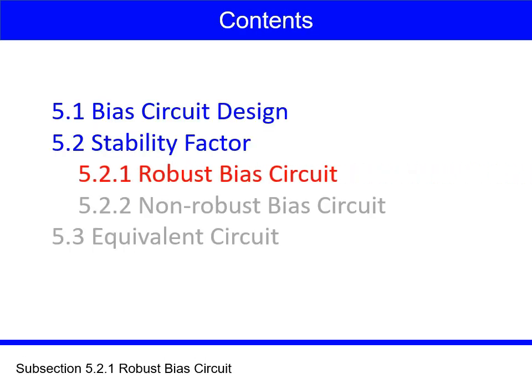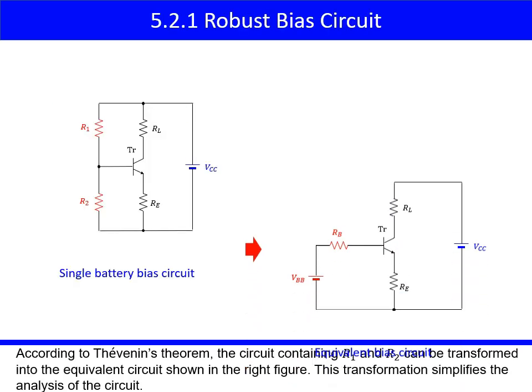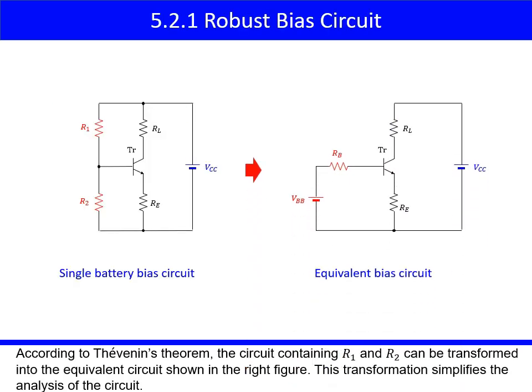Subsection 5.2.1. Robust bias circuit. According to Thevenin's theorem, the circuit containing R1 and R2 can be transformed into the equivalent circuit shown in the right figure. This transformation simplifies the analysis of the circuit.